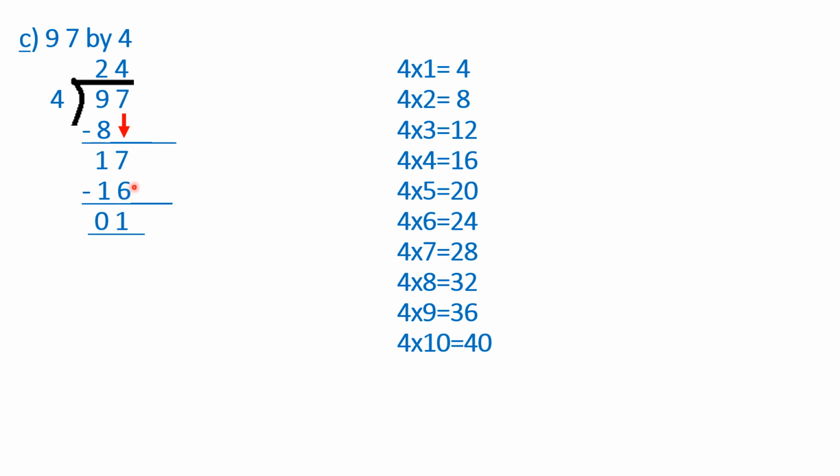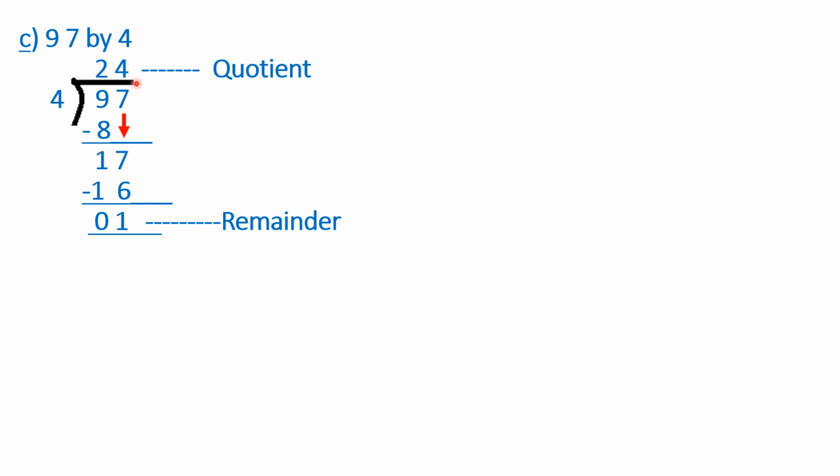Clear? Now you subtract here. 7 minus 6 is 1. 1 minus 1 is 0. Now there are no more digits here, so our division stops. Okay. Now you mark your quotient and mark your remainder. So 24 is the quotient. This one is the remainder.